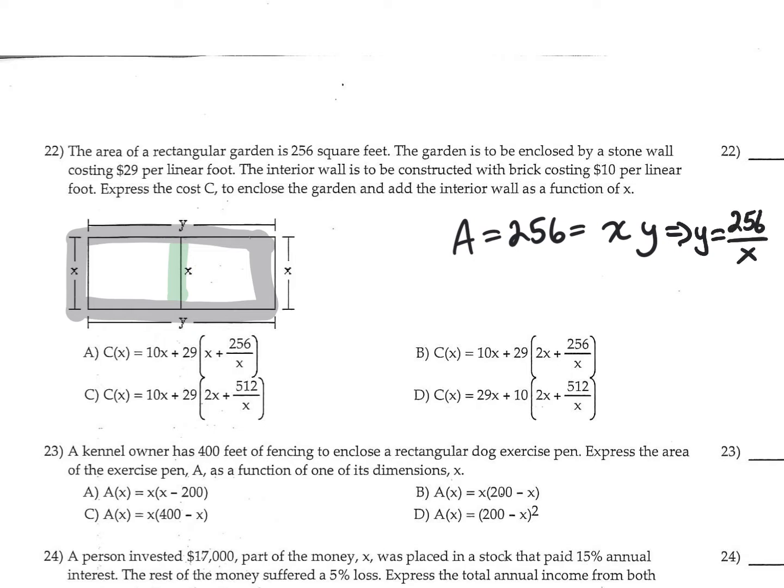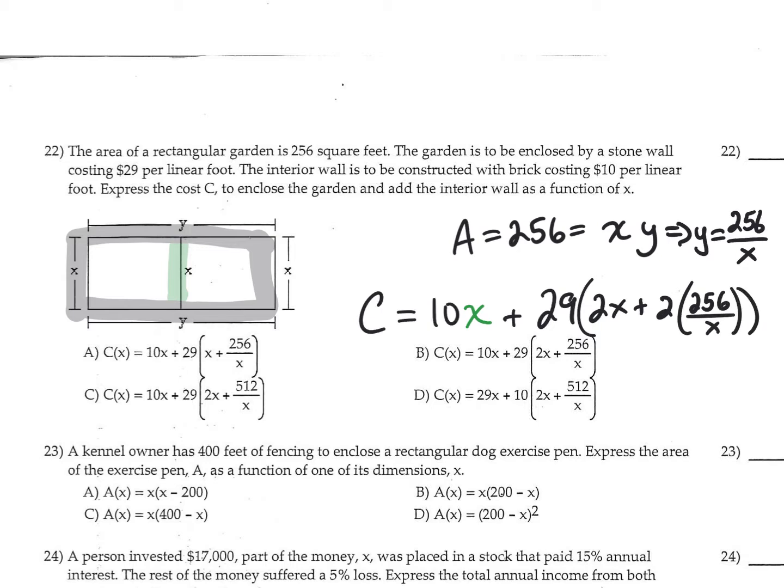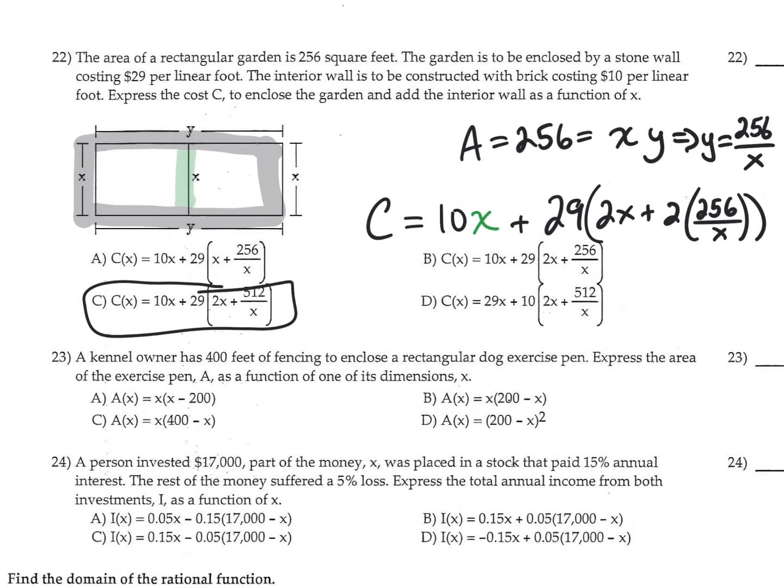y will equal 256 divided by x. So my cost is going to equal 10 times x, which we can see on the diagram in green, plus 29 times all of the 4 walls shown. So that's going to be 2x plus 2 times y, which we know is 256 over x. And if we distribute that 2 in, we would get 512. So option C is 10x plus 29 times that quantity. That is our best solution.